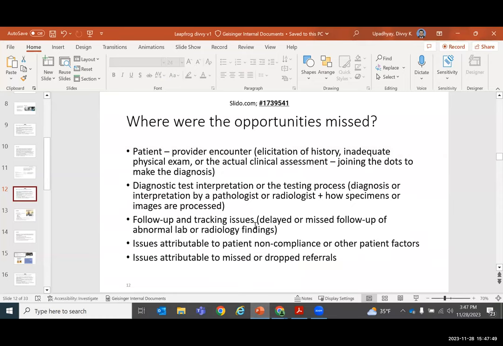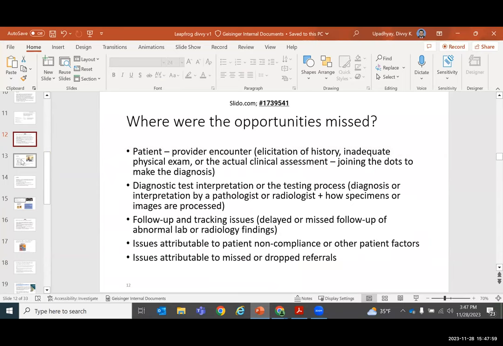Not surprisingly, most of you would agree that this was a miss by the radiologist, but some might say this might also be a miss by the bedside clinician who was there in the ED. I have a couple more examples, but in the interest of time, I'll skip them.